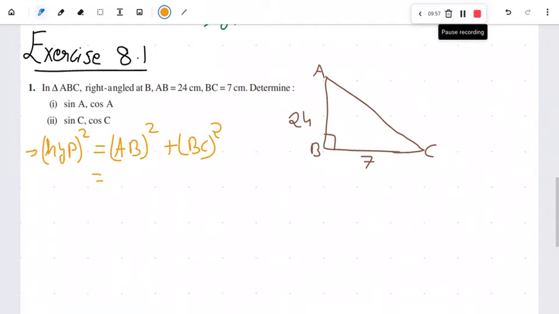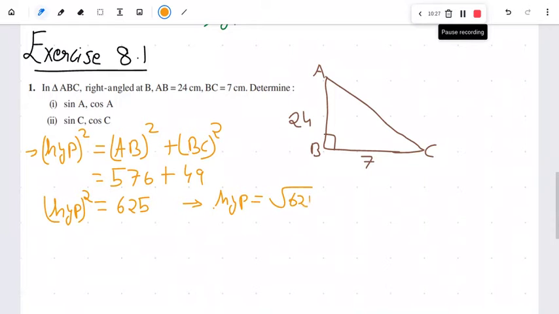We have both these things. Yes, we have. AB is 24. So 24 square is 24 into 24, 576. 576 plus BC 7, 7 square is 49. So when I add both of them, what will I get? I will get 625. Correct. This is hypotenuse square. Now, what will be hypotenuse? Hypotenuse will be root 625. When you find the square root, that is nothing but 25 centimeter. So this side is 25. That is, my hypotenuse is 25.